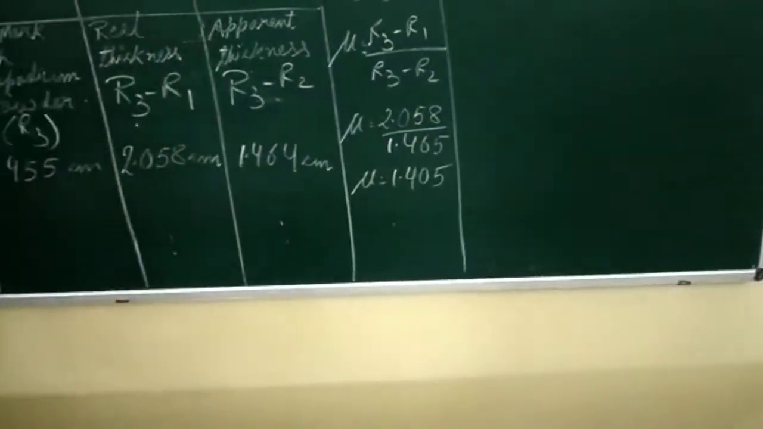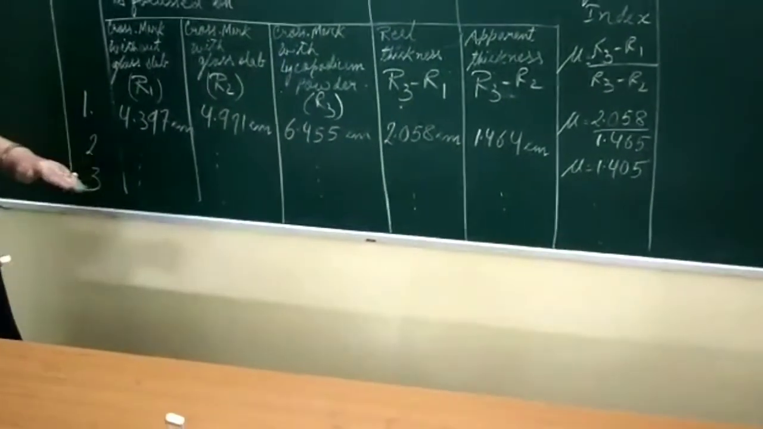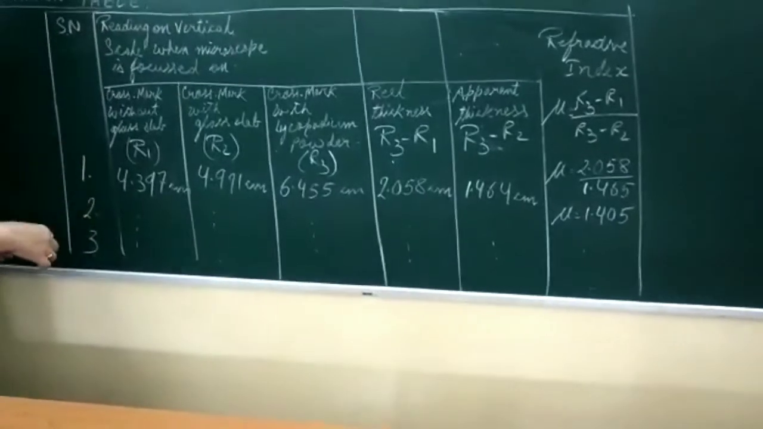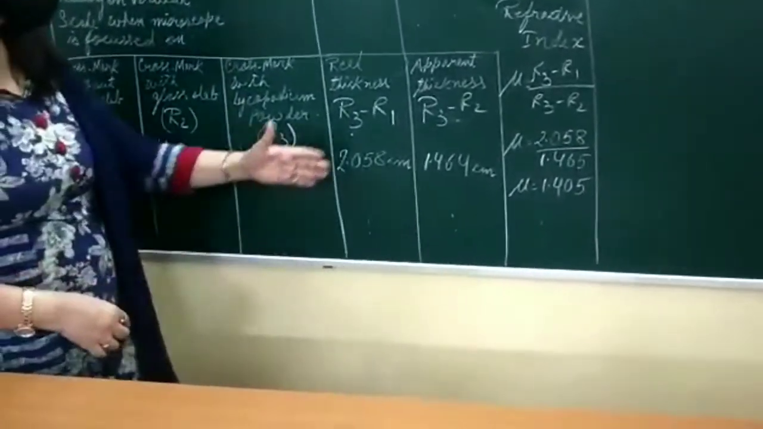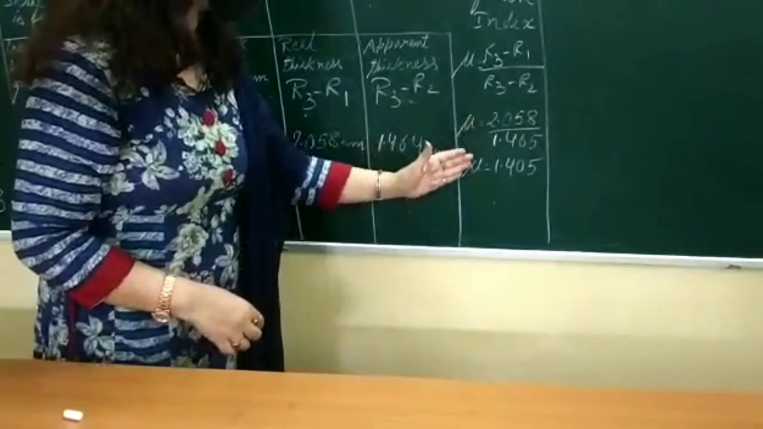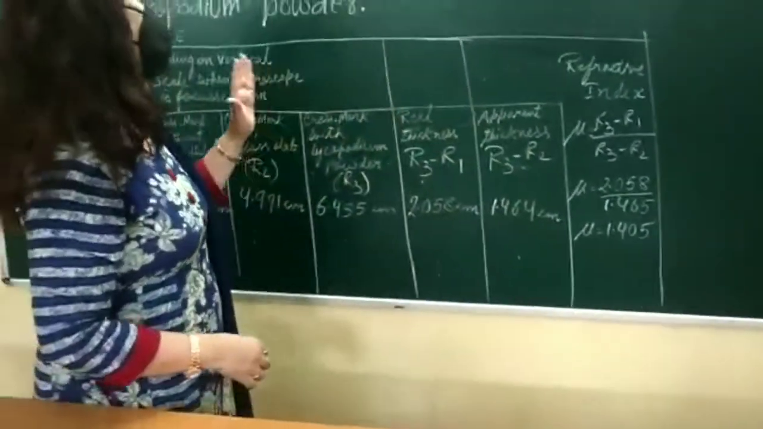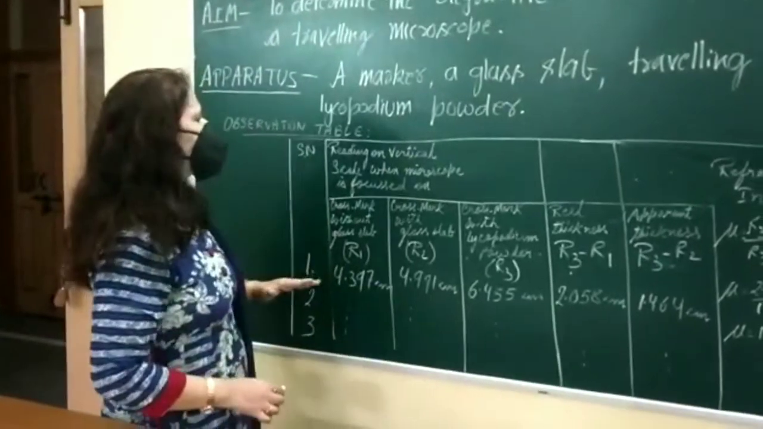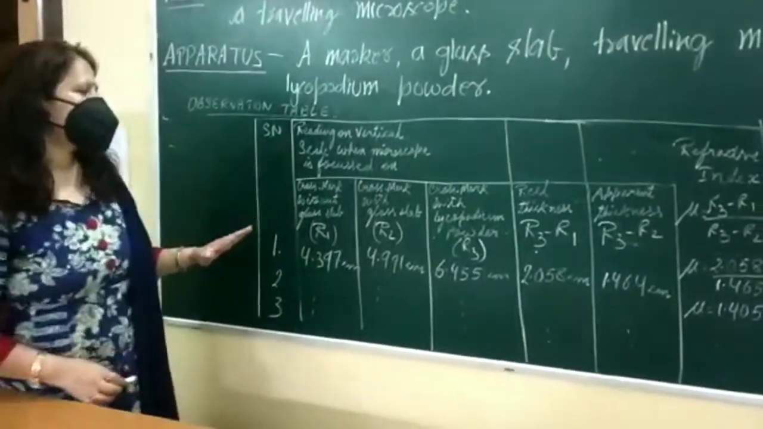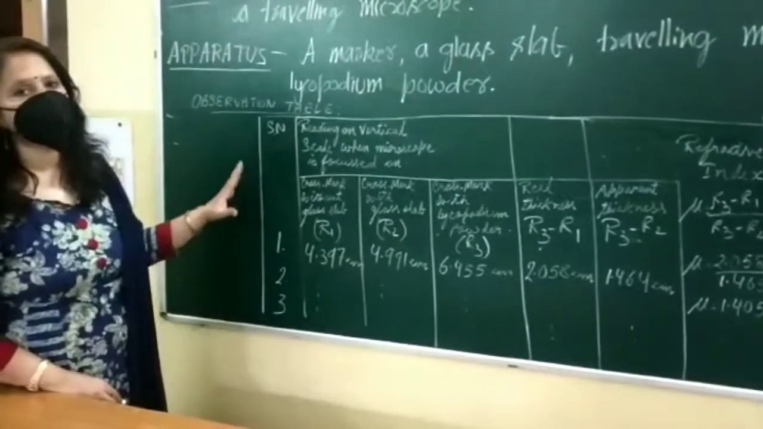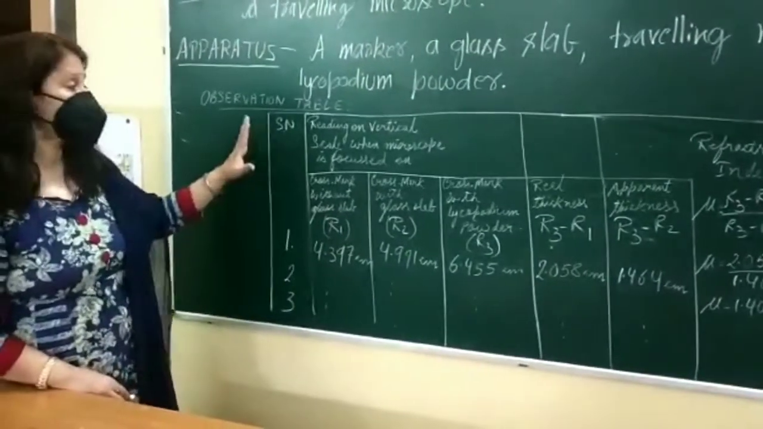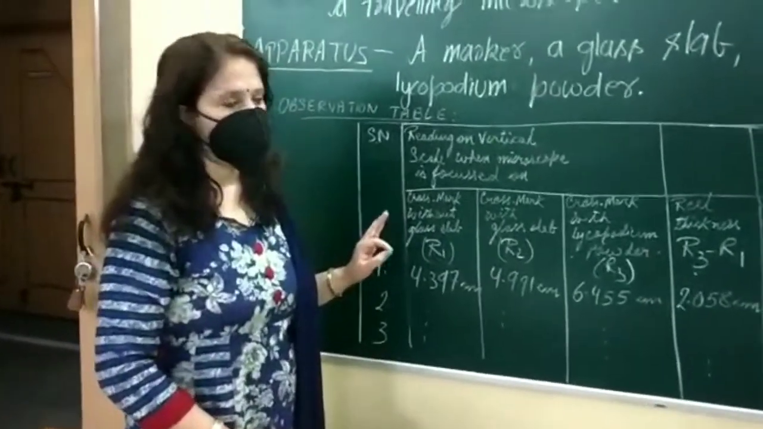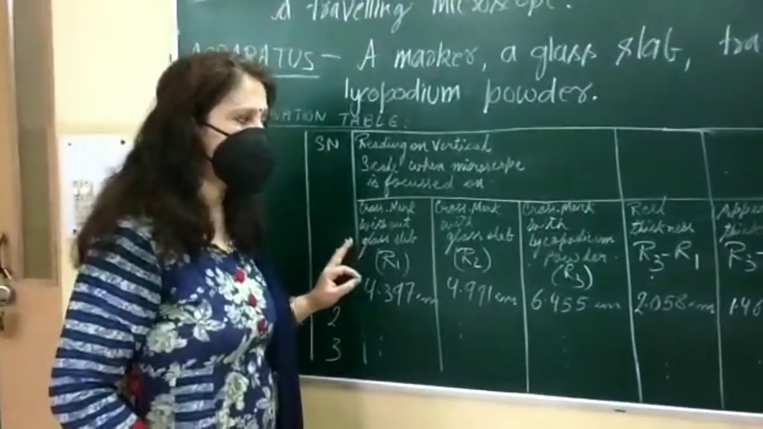Now this is one set of readings. The same procedure we can carry on for the second set and the third set. And lastly, we take the mean of the three refractive indices and we get the value of the refractive index of the glass slab. So this is the method which we use to find the refractive index with the help of a travelling microscope. What is the advantage of it? We get the accurate value. Accuracy is very important here.